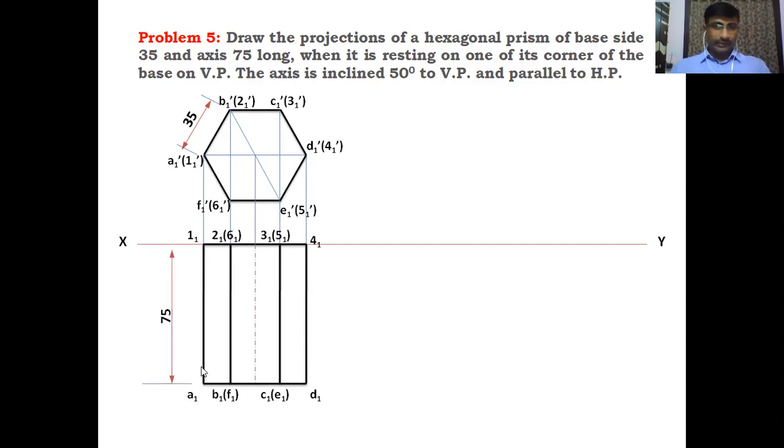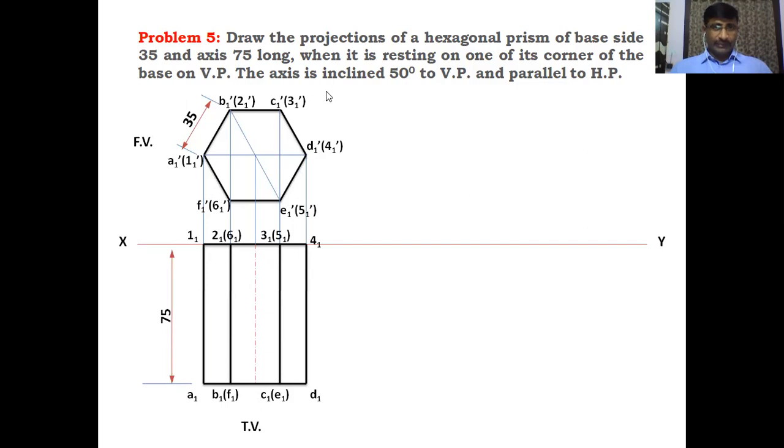Clear? Give the dimension of the solid length as 75 like this, from the x-axis to this length, this base. Between the two bases, the length is 75. Clear? This is the front view. This is the top view. After getting these two views, the axis is now perpendicular to XY in this position, isn't it?